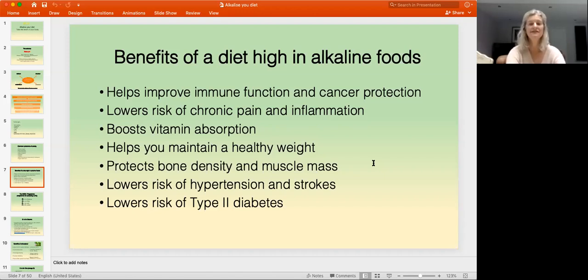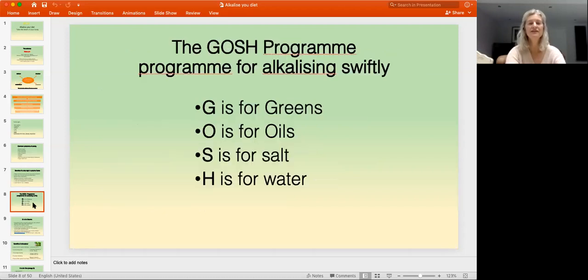Protects your bone density, I can't say that word, and muscle mass. It can also lower your risk of hypertension and strokes, and lower your risk of type 2 diabetes, which I talked about a minute ago. So lots of reasons to do this. There are so many benefits from actually trying to follow something like this.